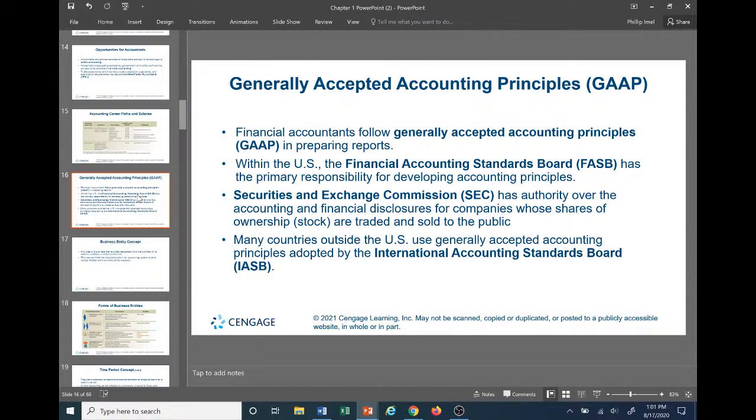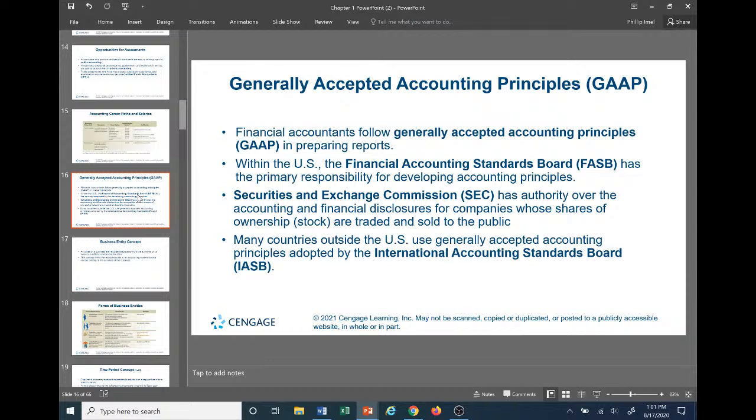The Securities and Exchange Commission, known as the SEC, I'm sure everyone's heard about them at some point in their life. They have the authority over the accounting and financial disclosures for companies whose shares of ownership stock are traded and sold to the public. So that has to be on a public forum or public exchange for the Securities and Exchange Commission to have control or authority over those companies. So any company that is publicly traded on a forum or exchange with securities being traded and sold to the public has to adhere to the Securities and Exchange Commission.